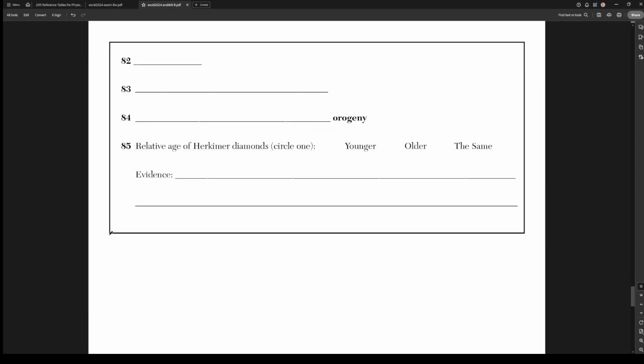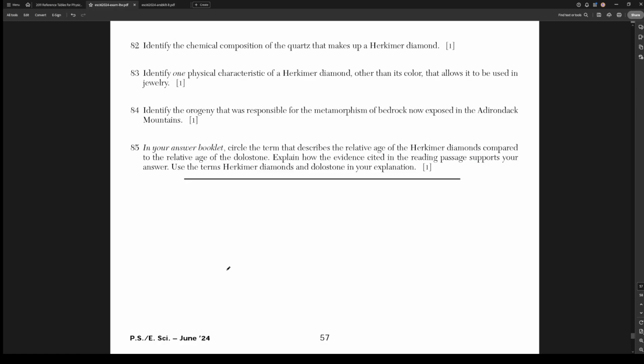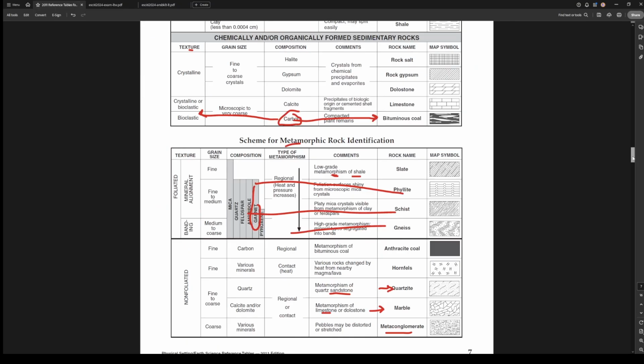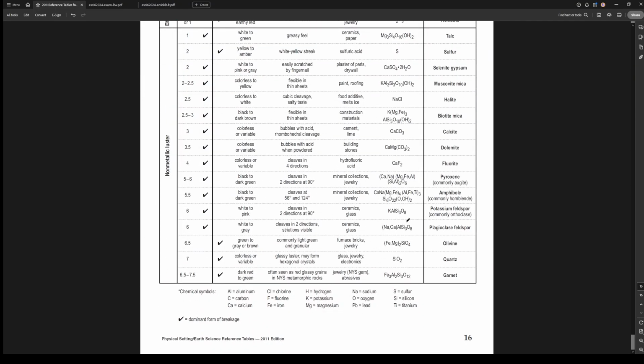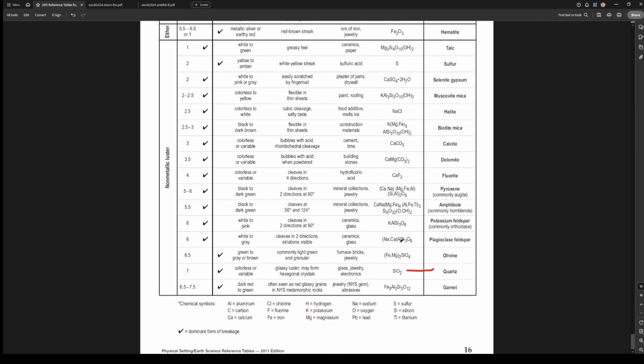Okay. 82. Identify the chemical composition of the quartz that makes up Herkimer diamond. Okay, that's really easy. It's another reference table question. Go to quartz. Chemical composition, it's right there. SiO2.